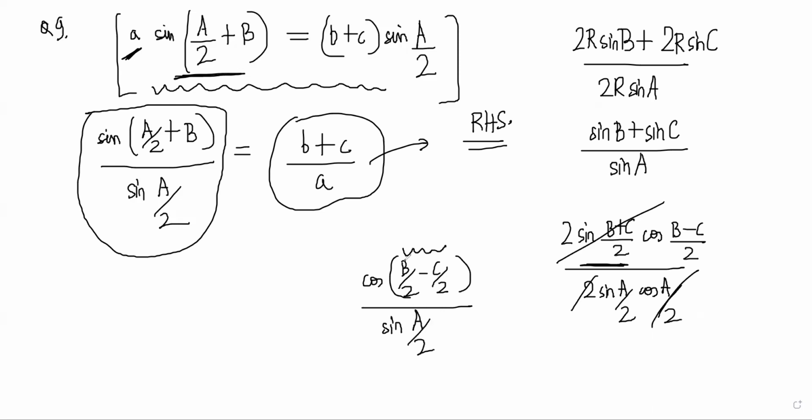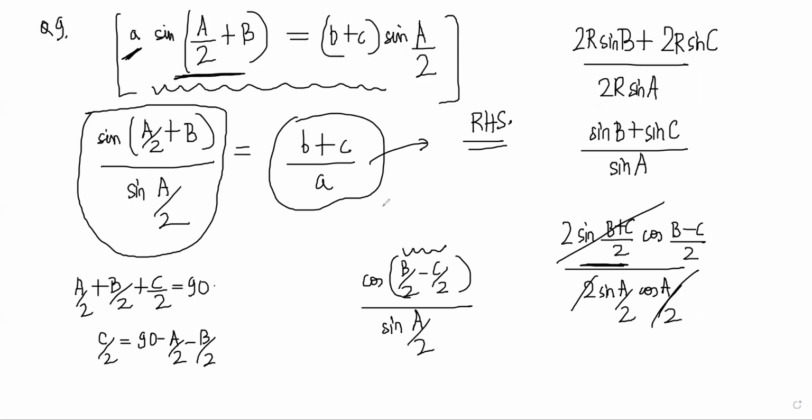And now I can write this B by 2 minus C by 2. I know that A by 2 plus B by 2 plus C by 2 is 90. So what is B by 2 minus C by 2? I can write that as, we can substitute the value of C by 2 as 90 minus A by 2 plus B by 2.